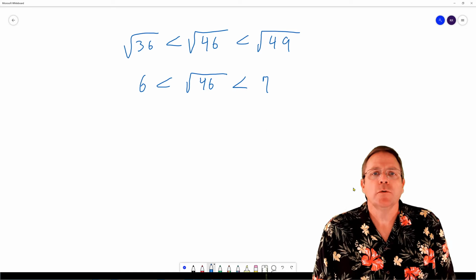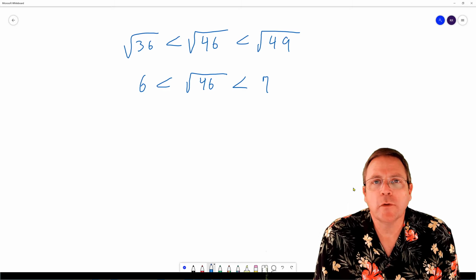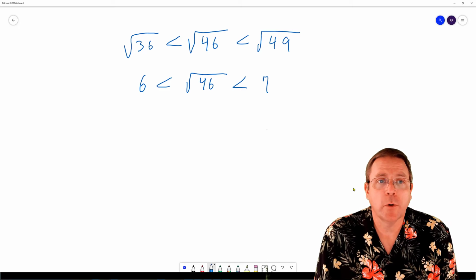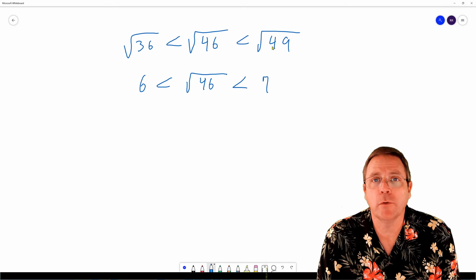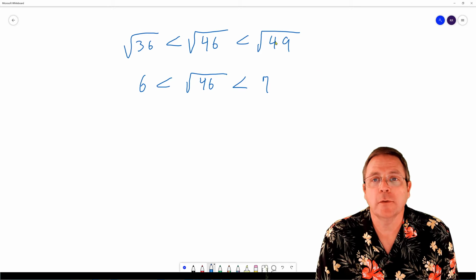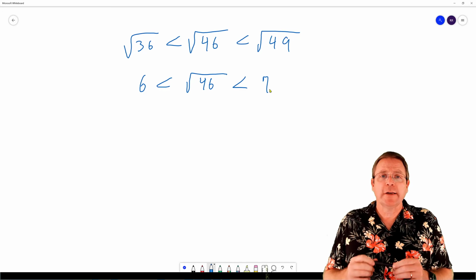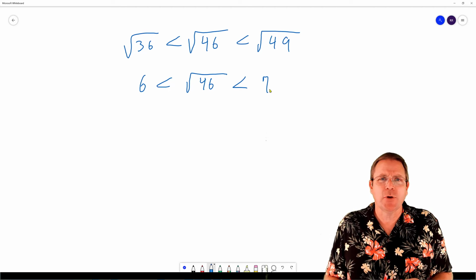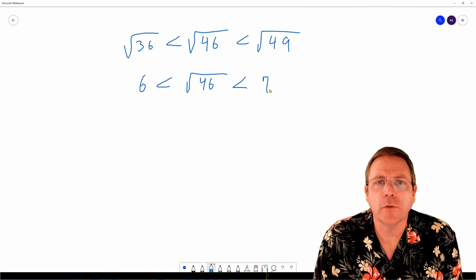So I set up my original problem with two inequalities showing that the square root of 46 is going to be greater than the square root of 36, which is a perfect square, and less than the square root of 49, which is a perfect square. When I take the square roots of my two sides, the square root of 36 is 6 and the square root of 49 is 7, so the square root of 46 lies somewhere between those two numbers. Now we need to figure out how close it is.